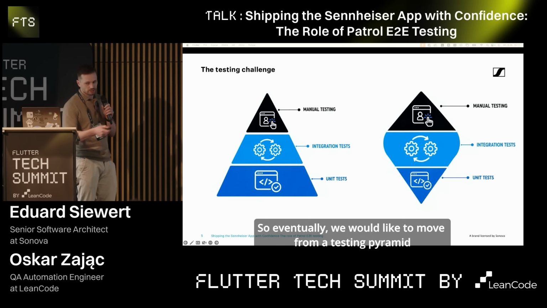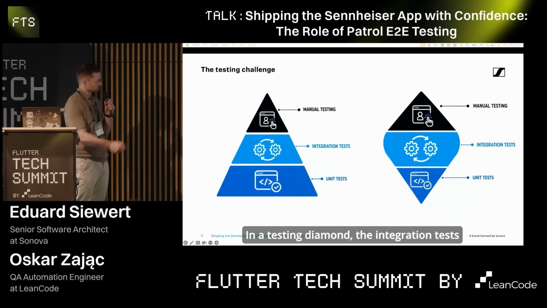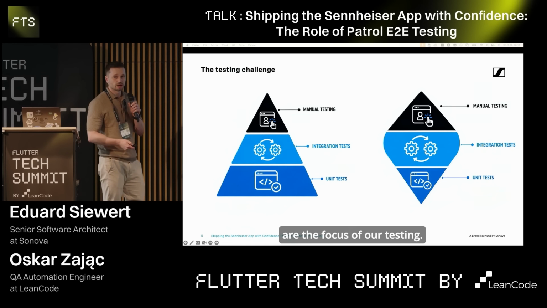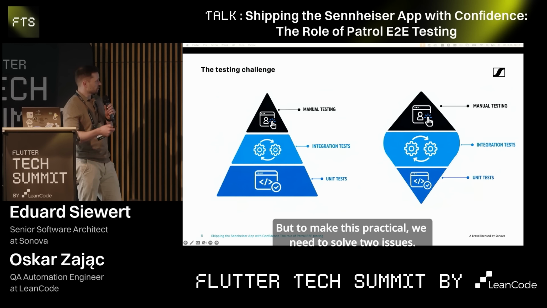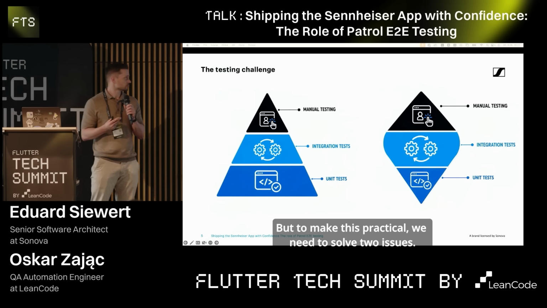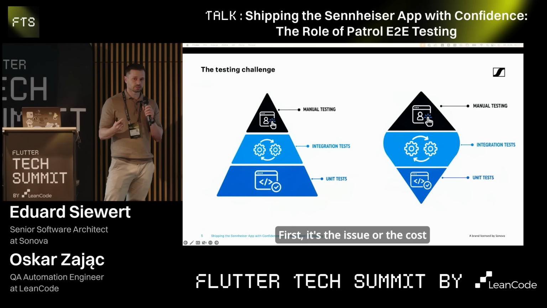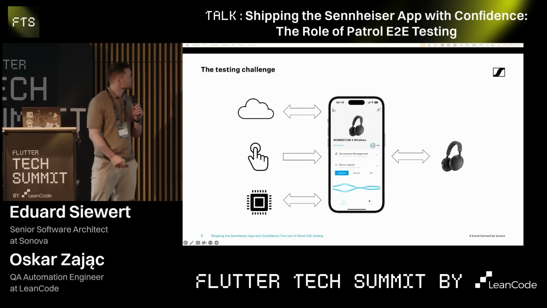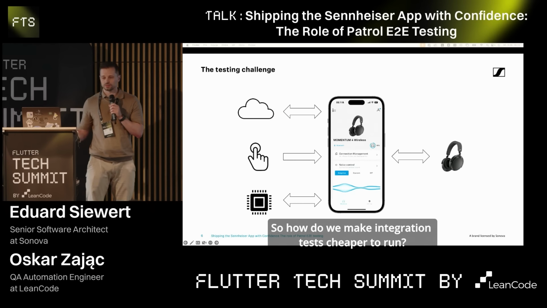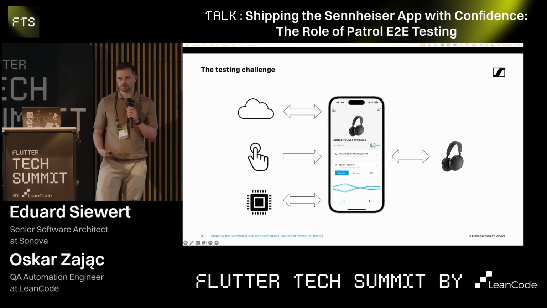So eventually we would like to move from a testing pyramid to a testing diamond. In a testing diamond, the integration tests are the focus of our testing. But to make this practical, we need to solve two issues. First, the cost of running integration tests, and then also the cost of writing integration tests. So how do we make integration tests cheaper to run?